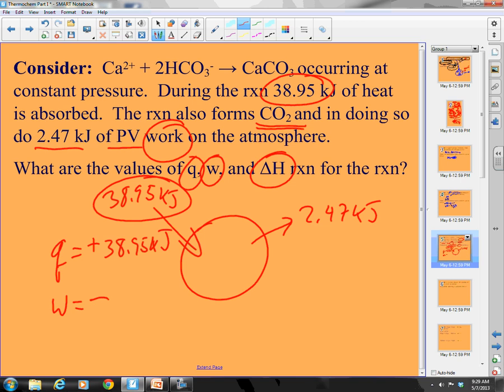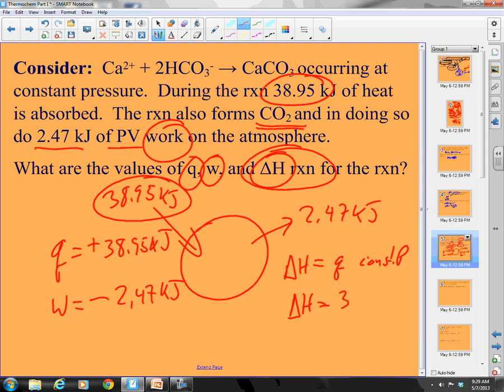And what is that value? Negative 2.47 kilojoules. And what is my delta H of reaction? Assuming that this is constant pressure, then delta H is equal to Q at constant pressure. So the delta H for my reaction would be the same as my heat transferred. Cool. Got it? I think I can do this.